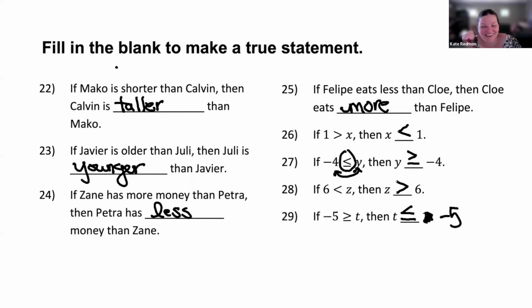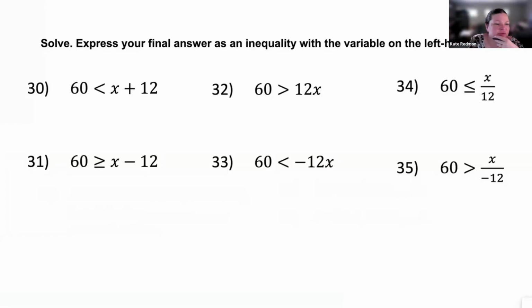All right. Directions for 30 through 35 say solve. Express your final answer as an inequality with the variable on the left-hand side. So 30 says 60 is less than x plus 12. Putting that line through the inequality sign, we can see x on the other side. Well, that's fine. Whether he's on the right or the left, I can still work to isolate him. There's only one thing to do here. It's get rid of that plus 12. And so I'll do the opposite. I'll subtract 12 on both sides. And let's see what our new equivalent inequality will be.